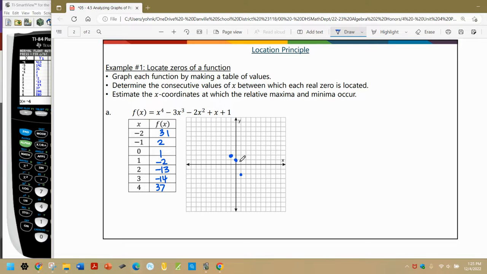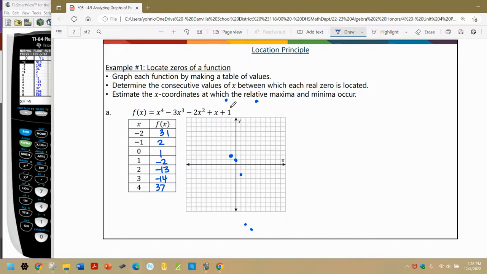But here's what we're going to need to do. We can't graph -2, 31, but we can put a dot for, hey, don't forget it's going to go up there. And then we can't really graph 2, -13. We can put a dot where we think it's going to be. 3, -14 is going to be a little bit below that. But then look at that 4, 37. I can't graph 37, but I can put a dot up at the top. Now, the reason why I put those dots at the top is because those are my end behaviors.